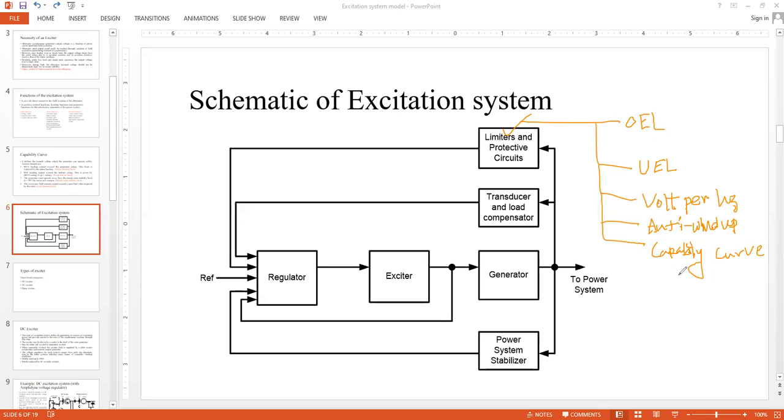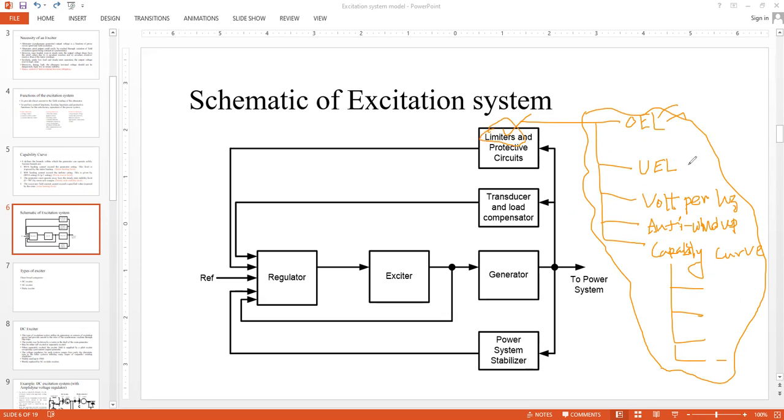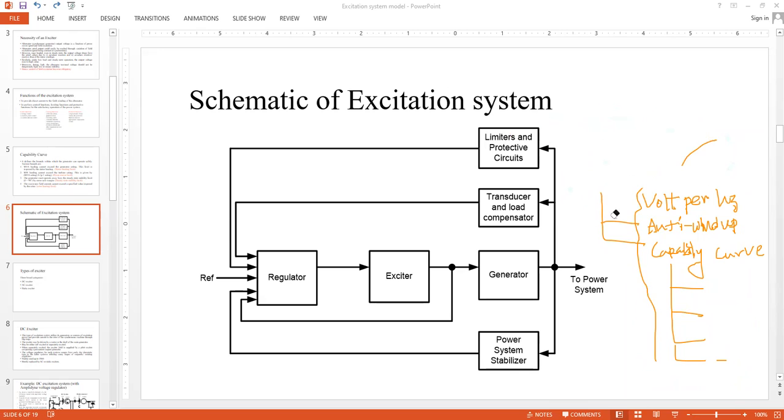All these, and within that you have some heating limits, okay? Field heating limits, stator heating limits, turbine maximum power limits, steady state stability limit. All these limiters you can put together. Of course, they form different circuitry. OEL forms a different circuit for the limiter. UEL is a different circuit for the limiter, and all of these actually have different circuitry for implementing their own limiting operation. But for simplicity, these are not shown here.